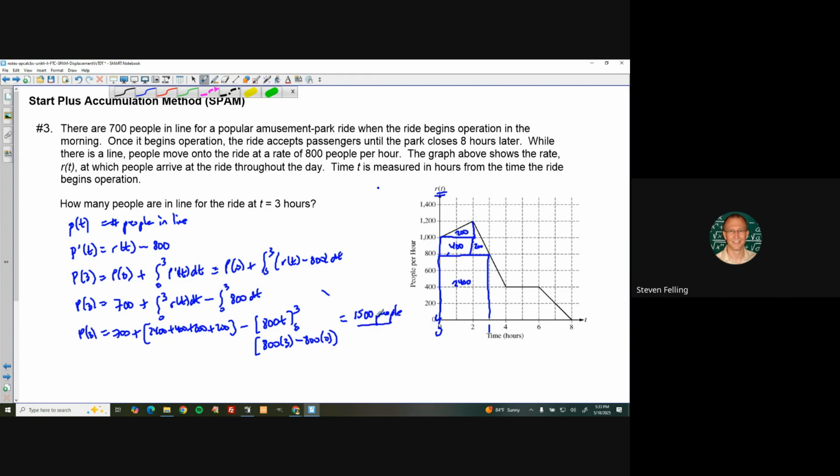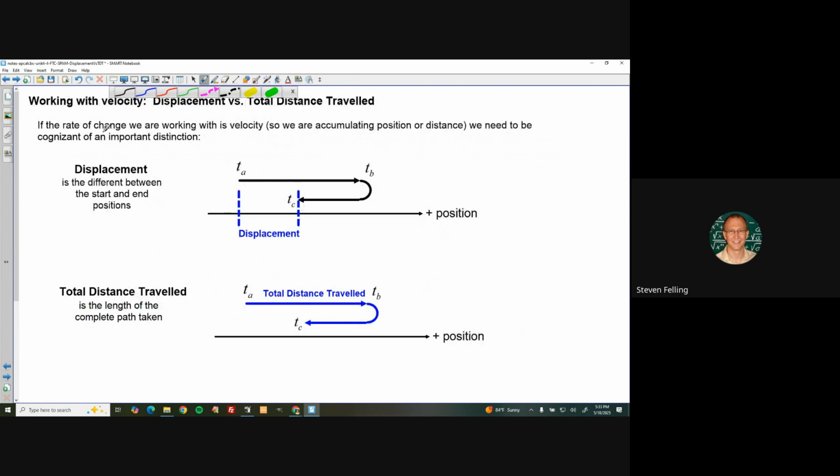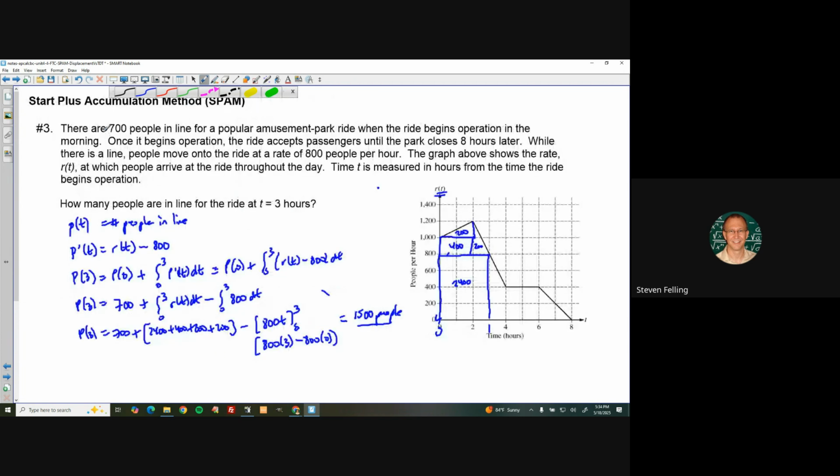Okay, so a lot going on there. We're evaluating the integral in different ways: area under the curve for part of it, by hand integration for the rest, with the fundamental theorem, the antiderivative. And then we're just adding that accumulation onto the 700 people that were there at the beginning. Okay, so that's the main topic, I would say, for today.